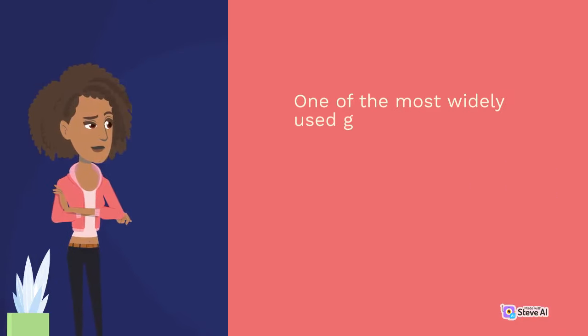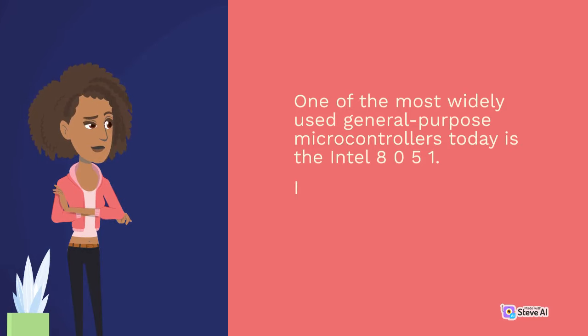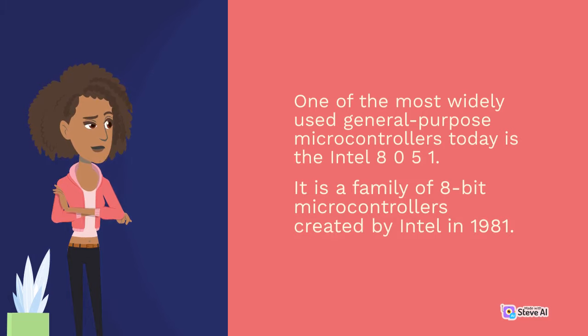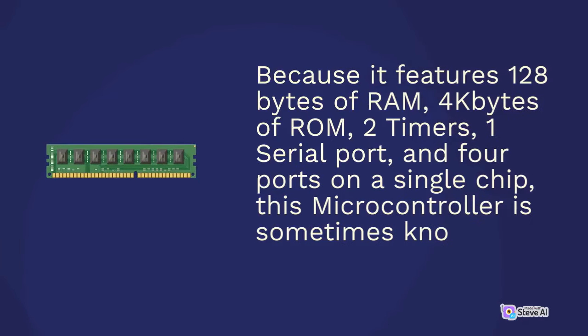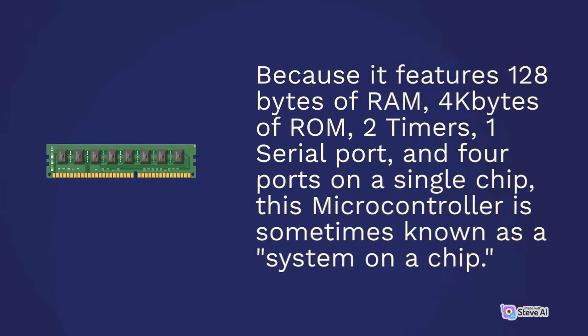One of the most widely used general-purpose microcontrollers today is the Intel 8051. It is a family of 8-bit microcontrollers created by Intel in 1981. Because it features 128 bytes of RAM, 4 kilobytes of ROM, 2 timers, 1 serial port, and 4 ports on a single chip, this microcontroller is sometimes known as a system on a chip.